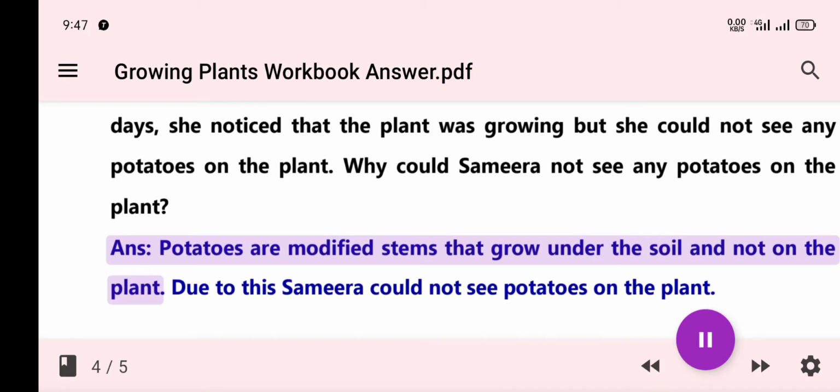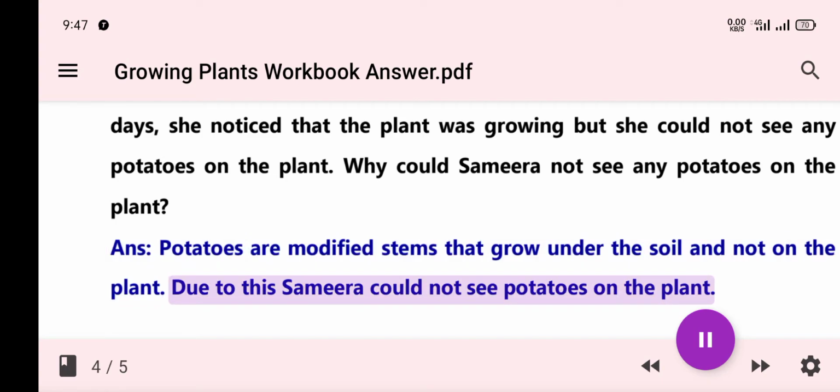Potatoes are modified stems that grow under the soil and not on the plant. Due to this, Samira could not see potatoes on the plant.